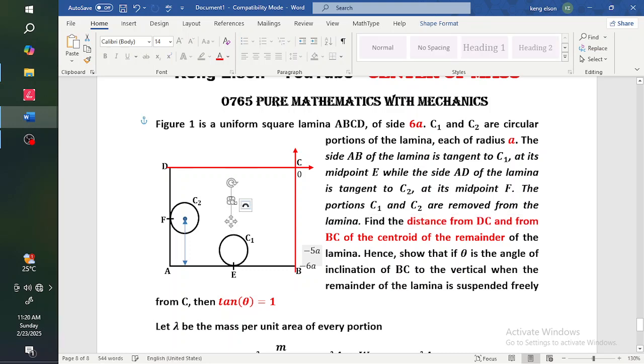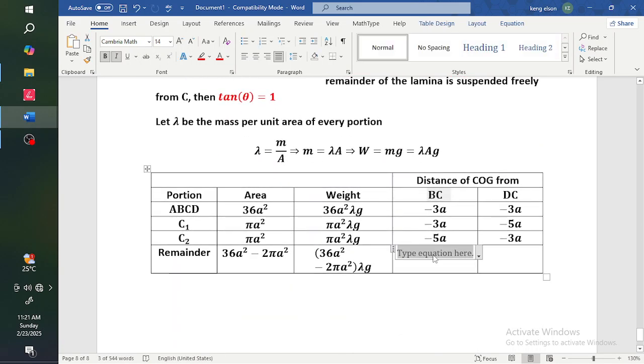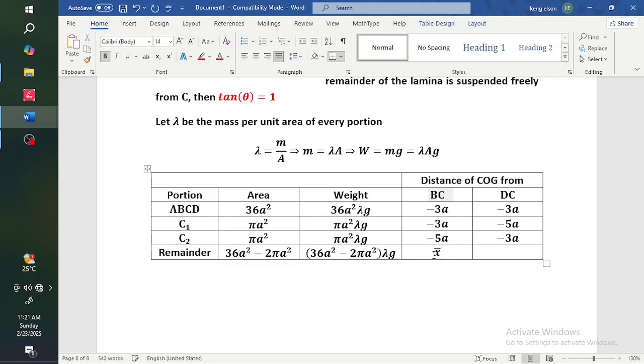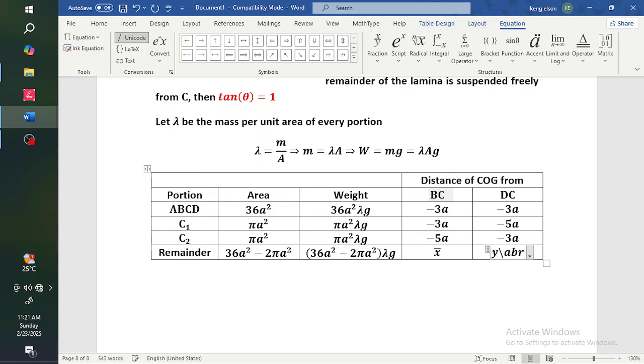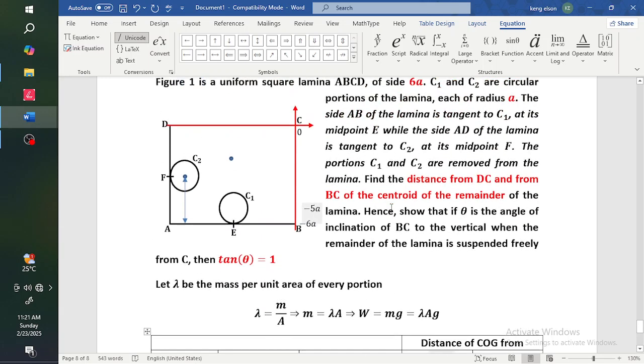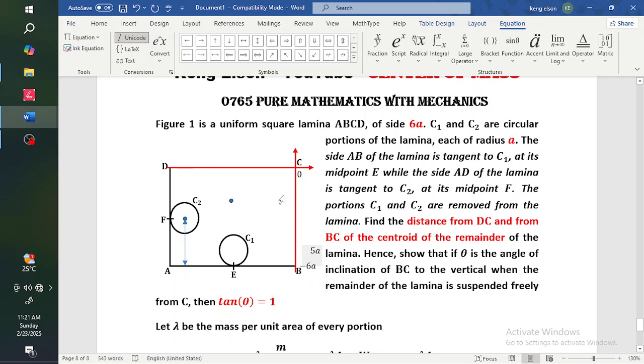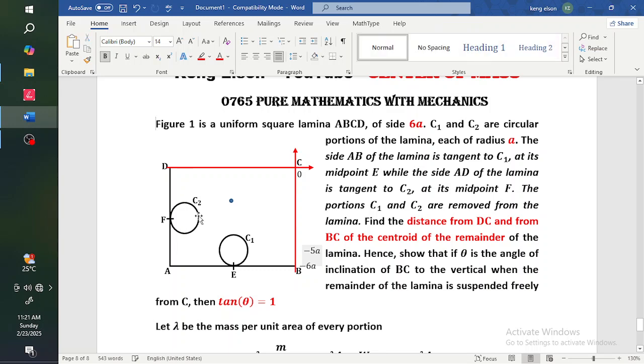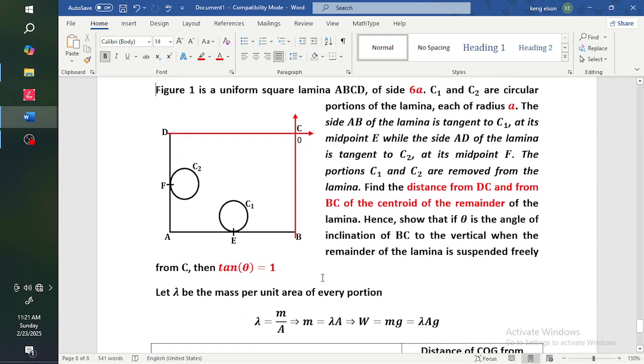Now we need the distance from BC, which is this horizontal distance. Let's just say x bar, because we don't know it, we are going to find it. The other one is going to be y bar. The distance from BC is a horizontal distance, we call it x bar. The distance from DC is a vertical distance, we call it y bar. To find them, we have to take moments about those axes. This is actually the first step. If you miss this step, everything you do is not going to make sense. That's why I'm taking my time to explain.